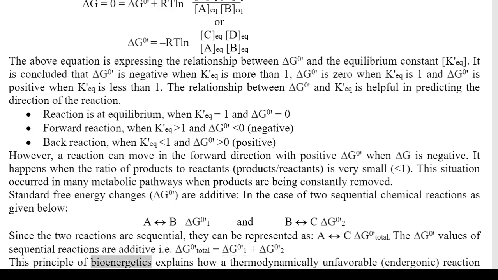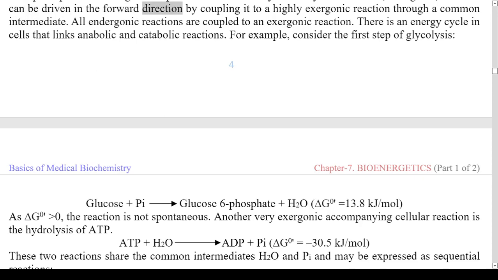This principle of bioenergetics explains how a thermodynamically unfavorable, endergonic reaction can be driven in the forward direction by coupling it to a highly exergonic reaction through a common intermediate. All endergonic reactions are coupled to an exergonic reaction. There is an energy cycle in cells that links anabolic and catabolic reactions.